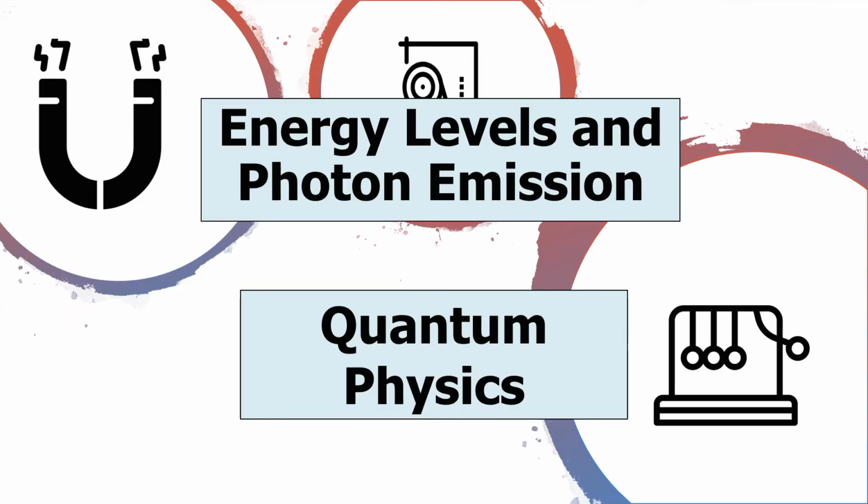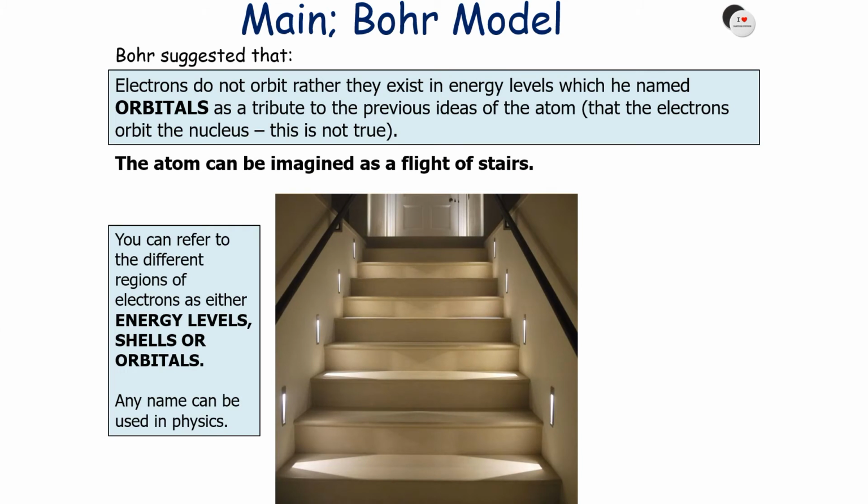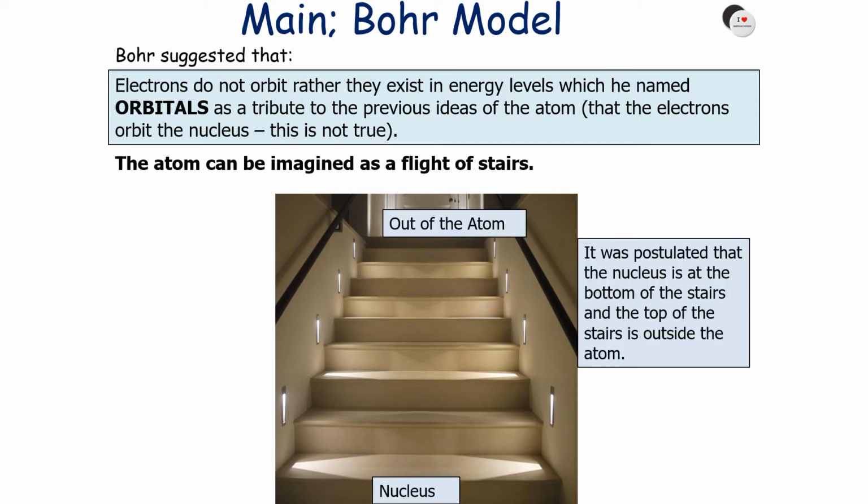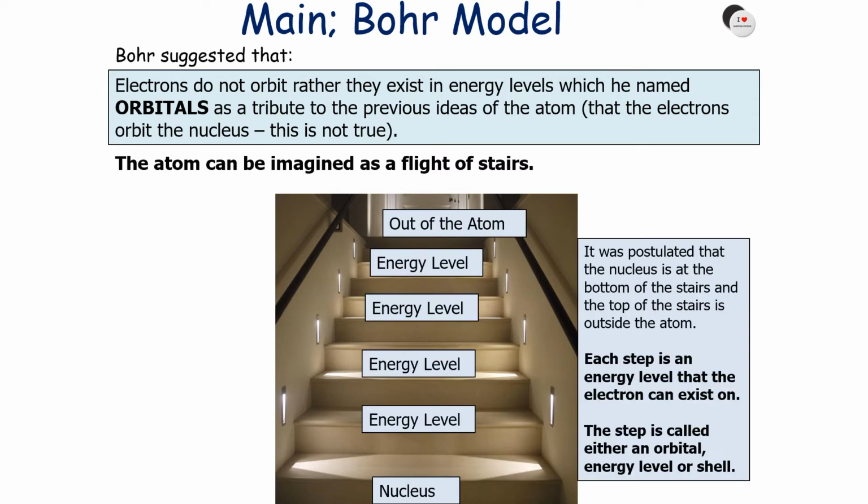Now the next topic we're going to look at is energy levels and photon emission. Now Bohr suggested that electrons do not orbit, rather they exist in energy levels or shells or orbitals, which can be imagined a bit like a flight of stairs. We have the nucleus at the bottom and the outer atom at the top. Now each step is an energy level that the electron can exist upon. So we can call that an orbital, energy level or shell.